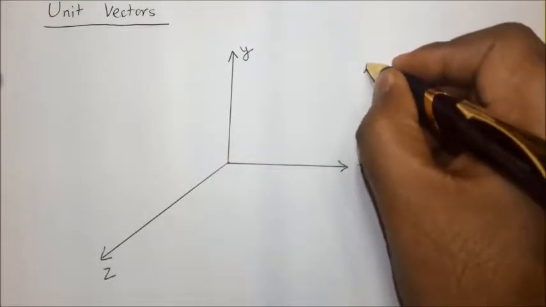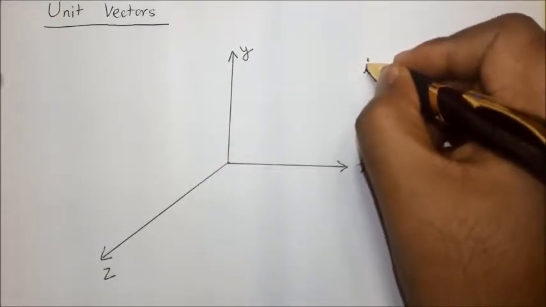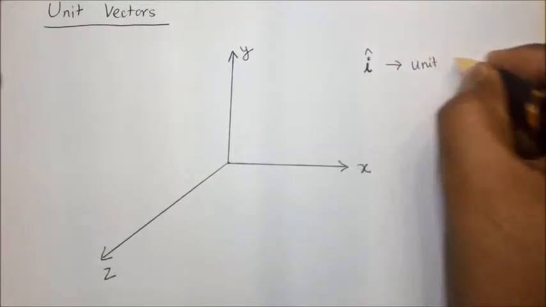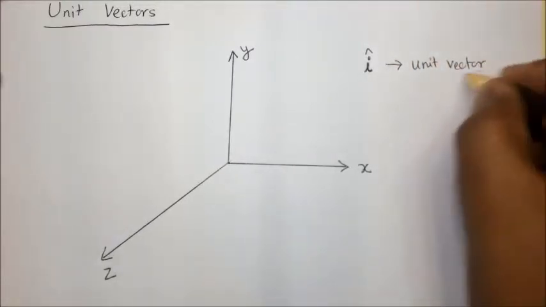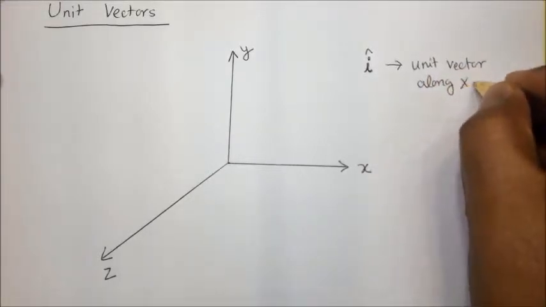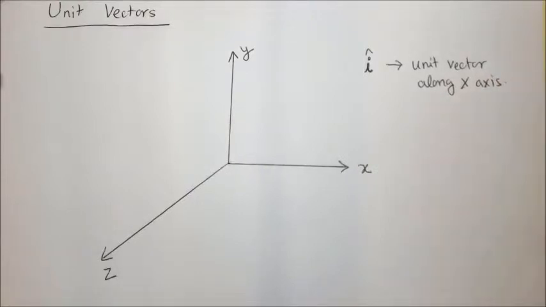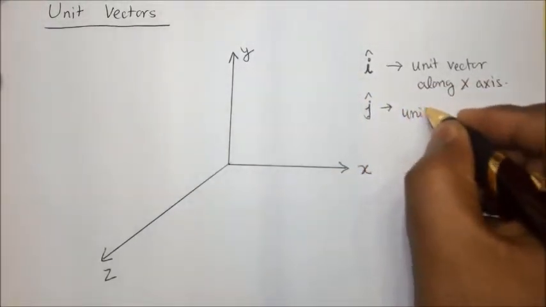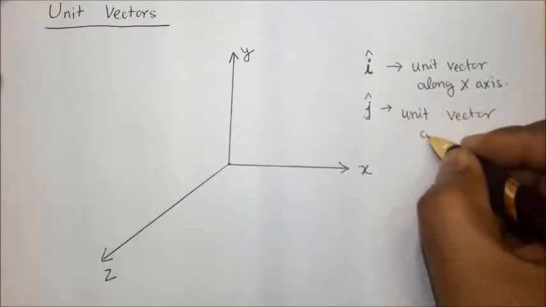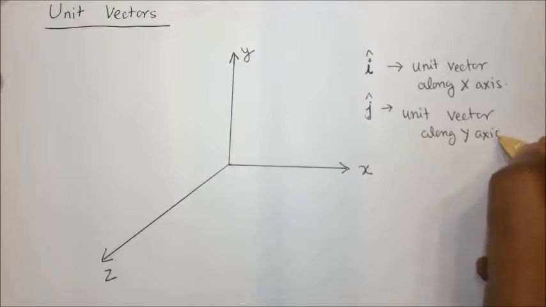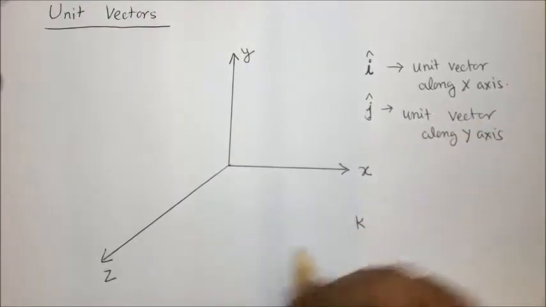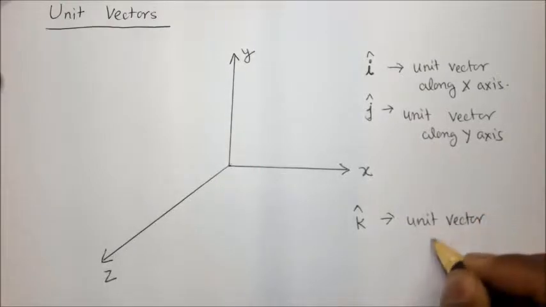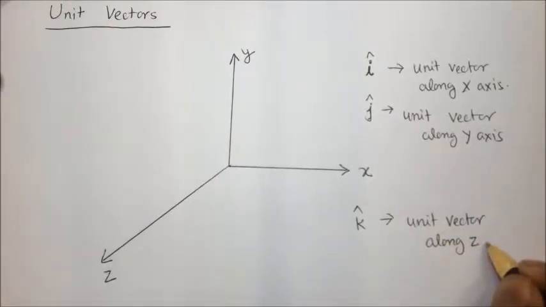So I cap is unit vector along x-axis. J cap is unit vector along y-axis, and k cap is unit vector along z-axis.